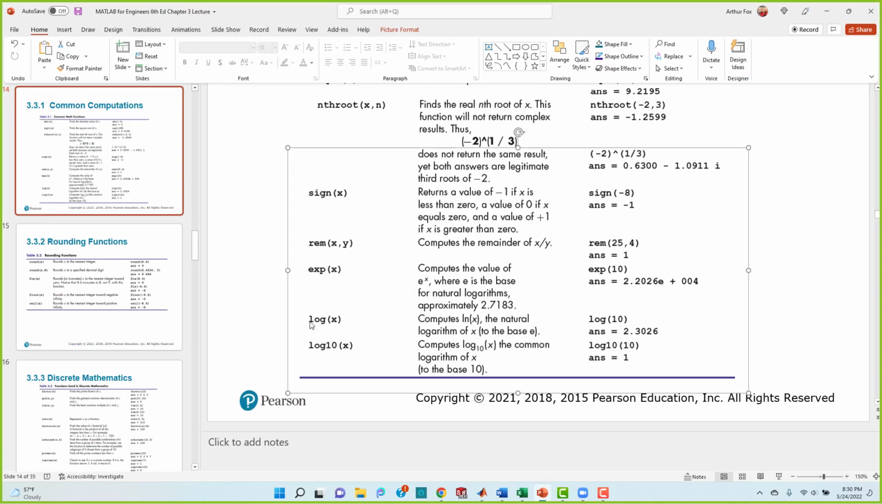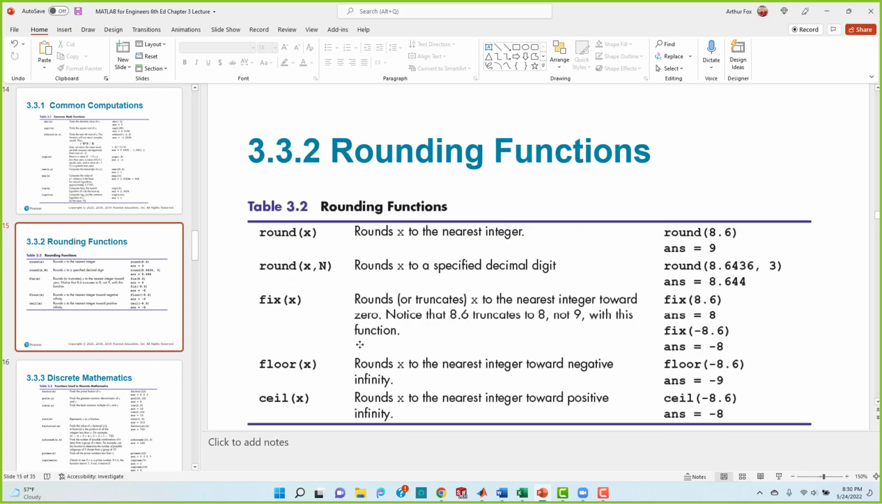Here's another one. A lot of students think that log x is the log base 10. Well, log x is the natural log, whereas log10 is the log base 10, and log2 is log base 2. Roundings.